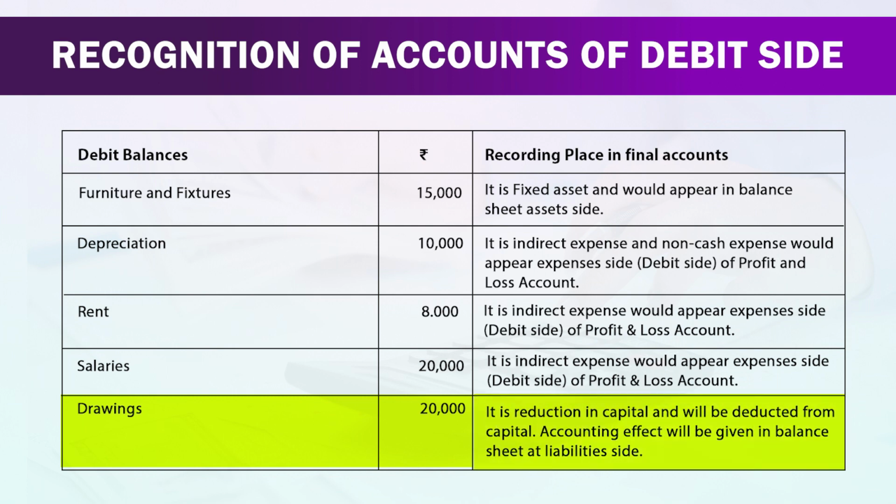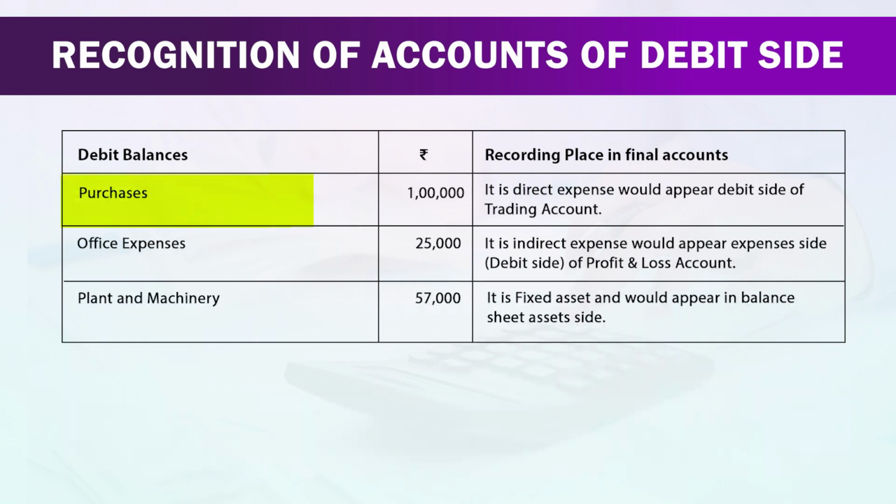It is the reduction in capital and will be deducted from capital. Accounting effect will be given in balance sheet at liability side. Then purchase is 1 lakh rupees. It is direct expense and would appear on the debit side of trading account. Then we have office expenses, very obvious, it is an item of profit and loss account, rupees 25,000.